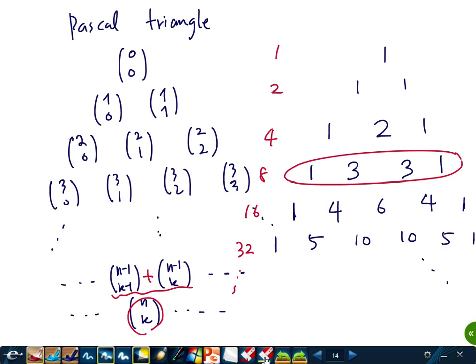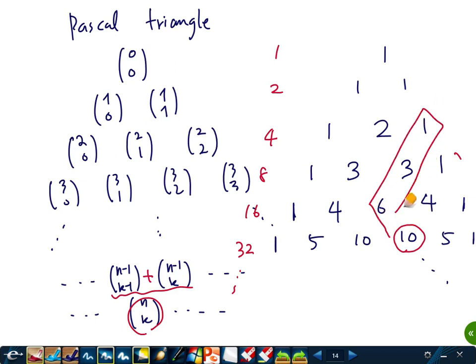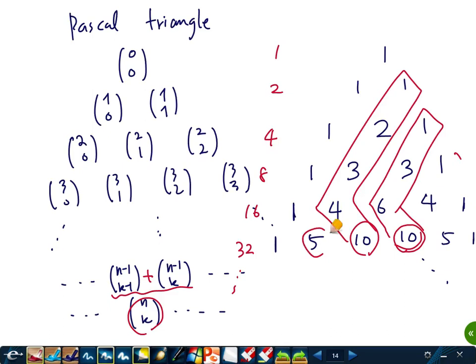Another interesting thing is, there are many, but just one to list. If you look at some number over here, this is the sum of things over here. 10 is equal to 6, 3, 1, or 10 is equal to this plus this plus this plus this. 5 is equal to this plus this plus this plus this, right? This is true in general.